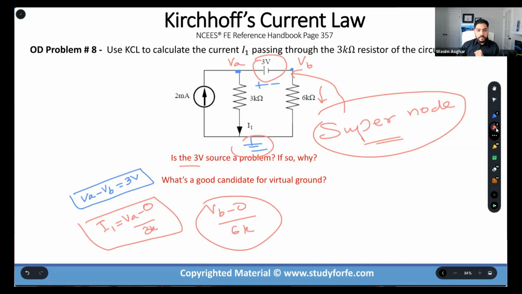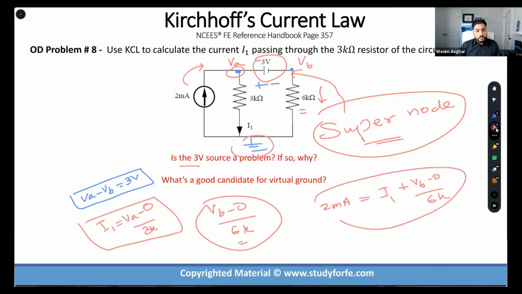So let's see how many equations we have and how many unknowns we have, okay? We have 1, 2, 3 equations, right? And we have 1, 2, 3 unknowns. We can solve it, right? I can write another equation, right? I can write another equation that is KCL at VA, right? So I have 2 milliamps of current that is coming in, right? On the left-hand side. So that's the current that is coming in. I1 is leaving, right? I1 is leaving. Plus, this is the other current, right? VB minus 0 divided by 6. That is leaving. So I have 4 equations basically, right? So I have more equations than I basically need, and I can go ahead and solve them.